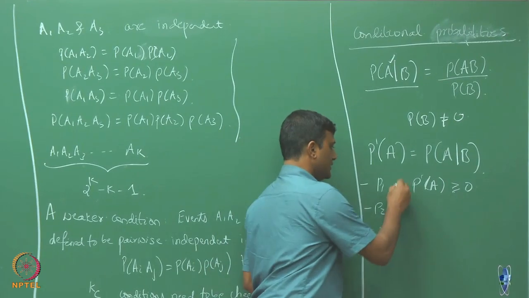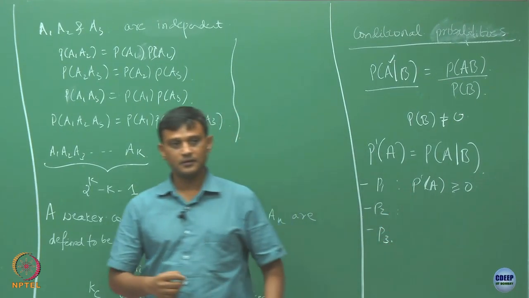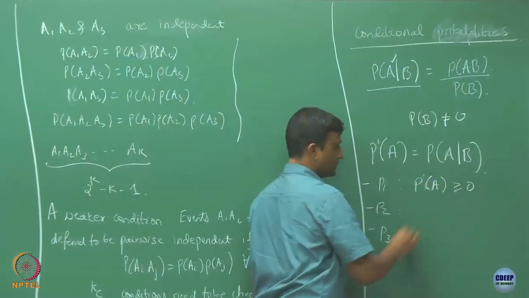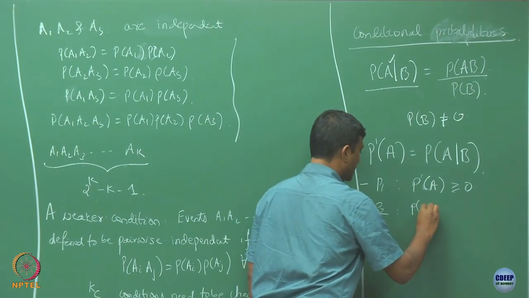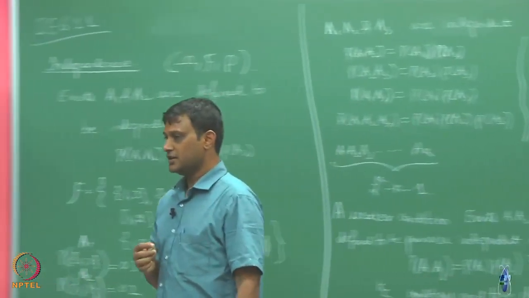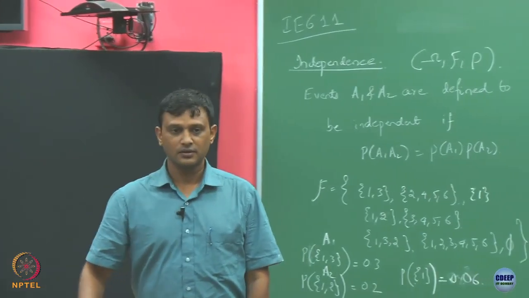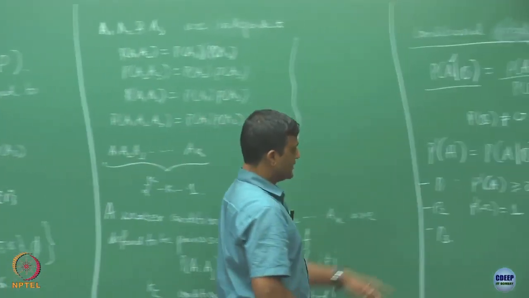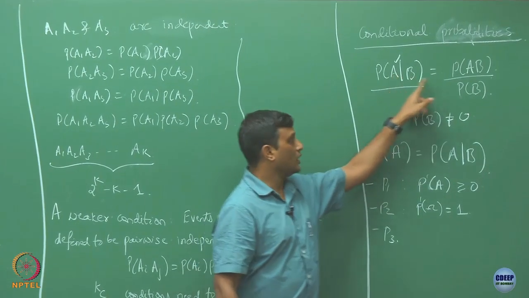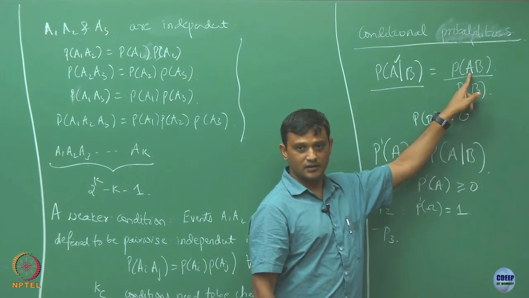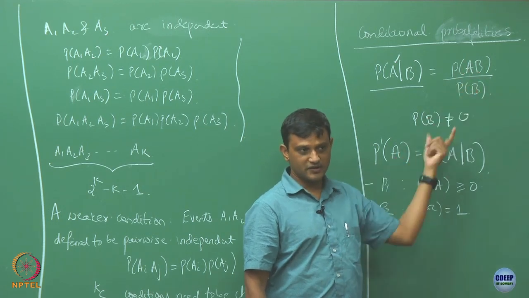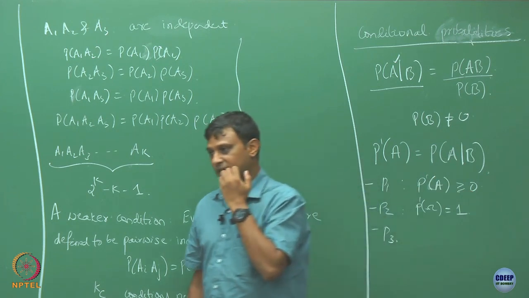And what is my second property? Can somebody tell me precisely what would be the second one? Does this property hold? Why is that? Just plug in A equals omega here. If A is omega, what is omega intersection B? It is B, right? So probability of B by probability of B, you are going to get it as 1. What is the third one?